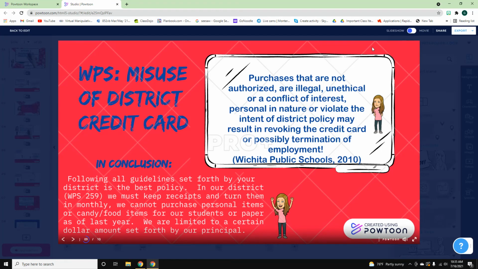In our district, Wichita Public Schools 259, we must keep receipts and turn them in monthly. We cannot purchase personal items or candy or food items for our students, or paper as of last year. We are limited to a certain dollar amount set by our school, determined by the school principal. So some schools may give their teachers more money to spend on their procurement cards than others.